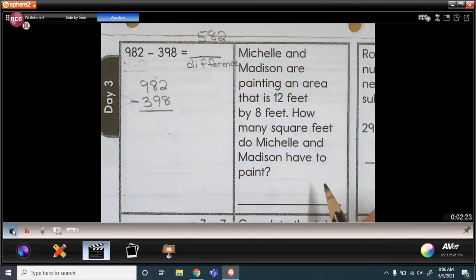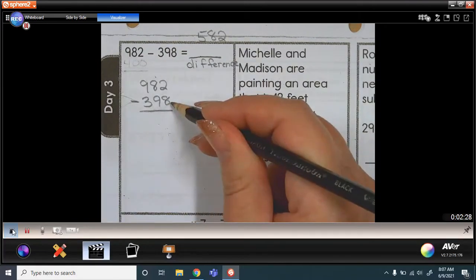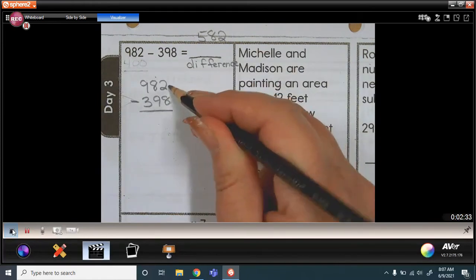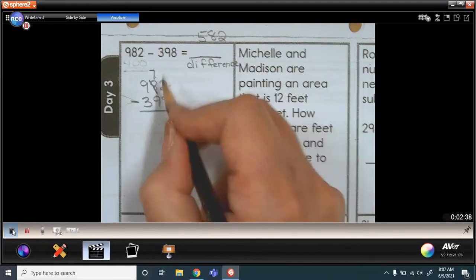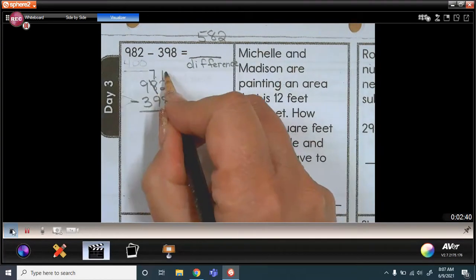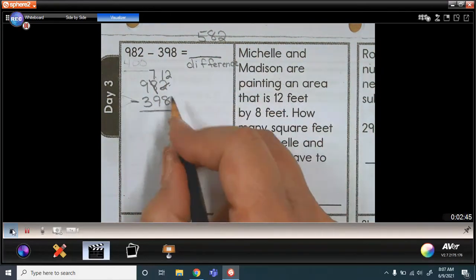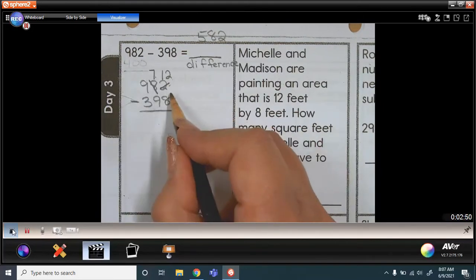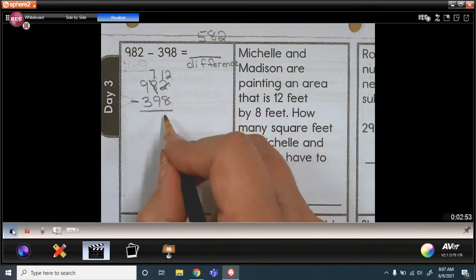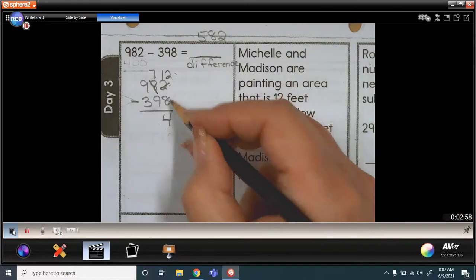All right, so let's take a look at my ones place. I'm using my algorithm, so I'm going to start in the ones. 8 cannot be subtracted from 2, so I'm going to need to borrow a 10, and I'm going to take that 10 and add it to 2 to make this 12 now. So 12 minus 8, well, if you don't know what 12 minus 8 is, count up from 8 to 12. So 8, 9, 10, 11, 12. That would be a difference of 4. So 8 plus 4 is 12. 12 minus 8 is 4.